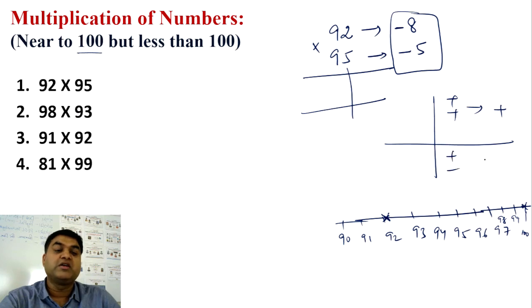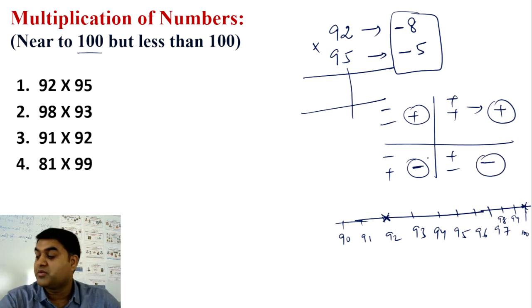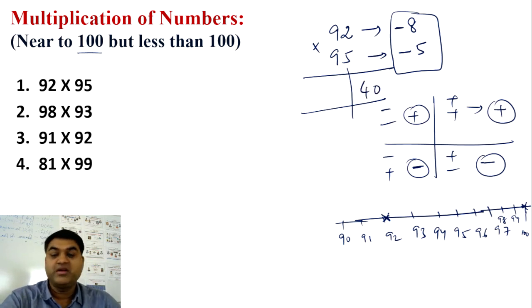Plus into minus is what? Minus. Minus into plus is what? Again minus. Minus into minus is what? It becomes plus. Do remember these all. If you remember this quadrant, what will you see? Minus 8 into minus 5 will be plus 40. Right? Minus into minus is plus.